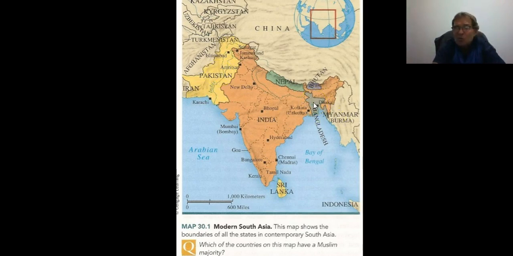Again, there was 2,000 miles between them. And this is an independent nation today. All of these areas are largely Muslim, and India remains predominantly Hindu.